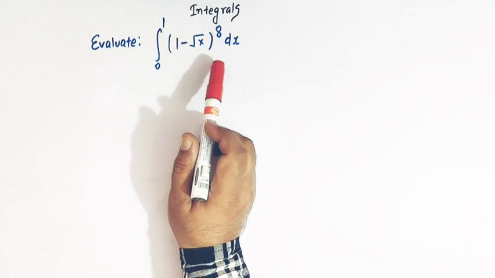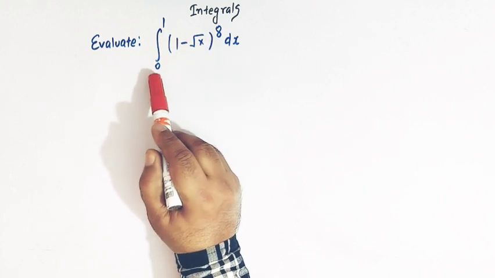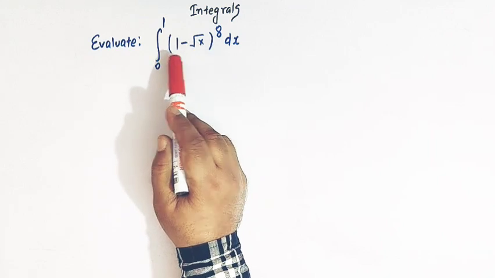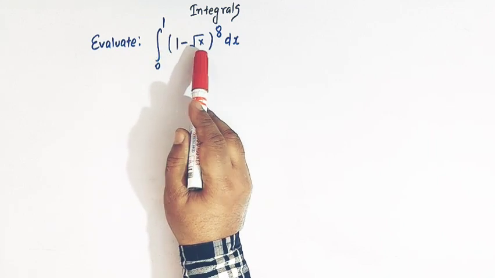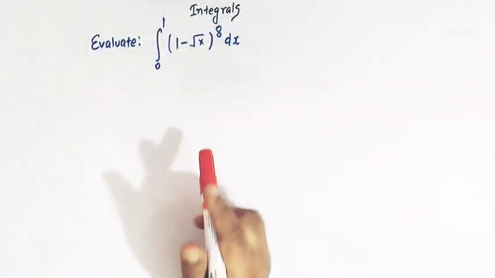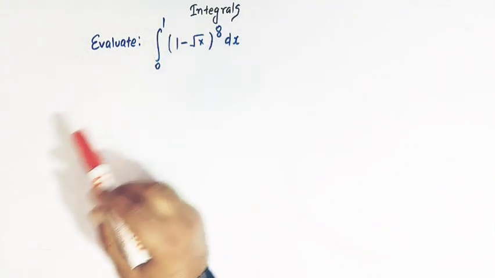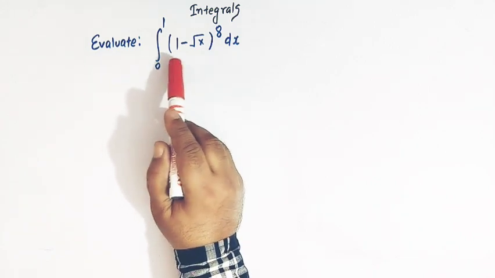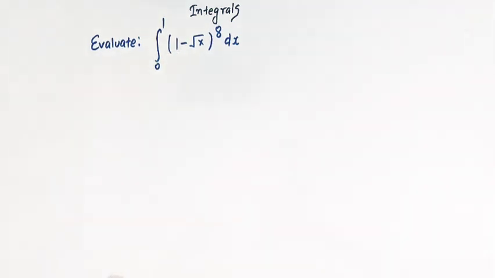So here we have to solve this integral from 0 to 1, and the integrand is (1 minus square root of x) raised to 8. In this lecture we'll see a beautiful application of beta function to evaluate this type of integral. So let us start.